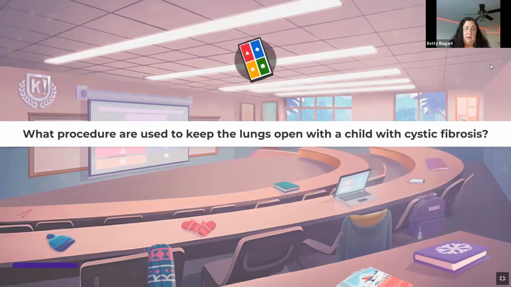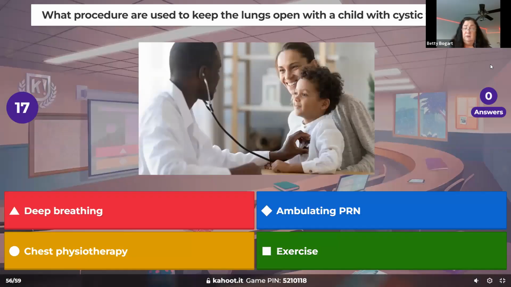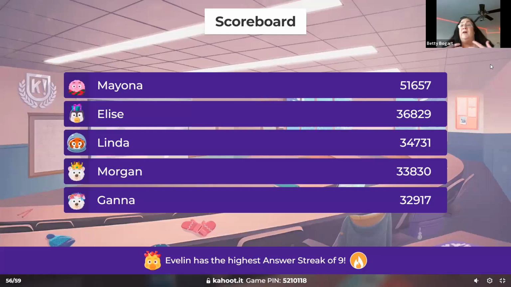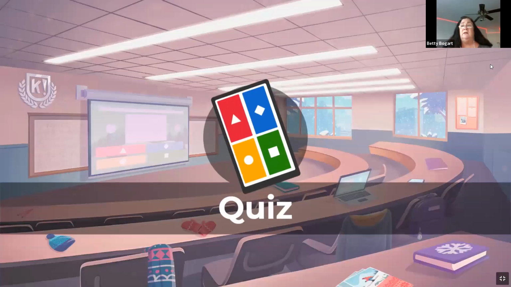What procedures are used to keep the lungs open with a child with cystic fibrosis? Remember, their lungs are petri dishes. They're just full of mucus. And we're doing incredible stuff, right? To keep these lungs moving. So deep breathing, chest physical therapy, exercise, ambulating PRN. No, this child needs to be up 4 times a day minimum. And then aerosols, whatever we have to do, we need to keep those lungs open or they're going to fill up, they can't breathe, or they're going to get infected.